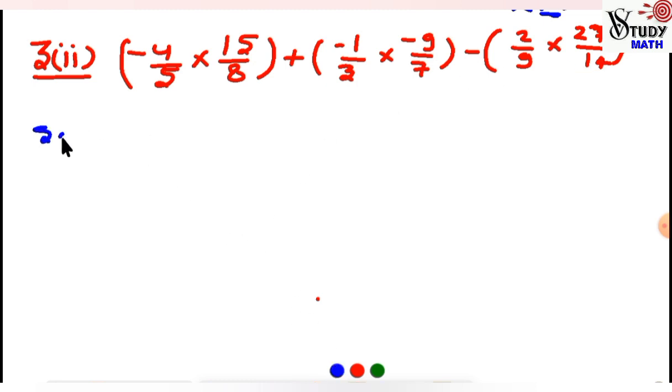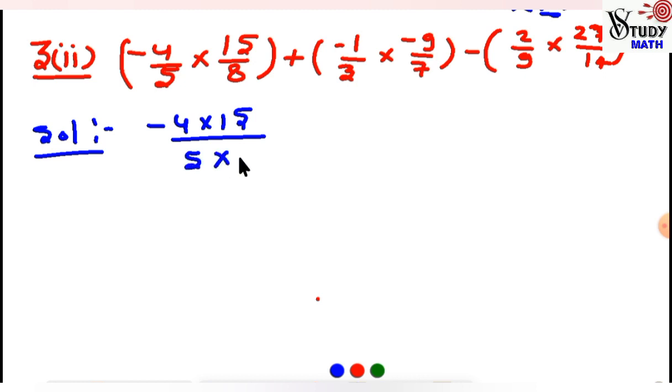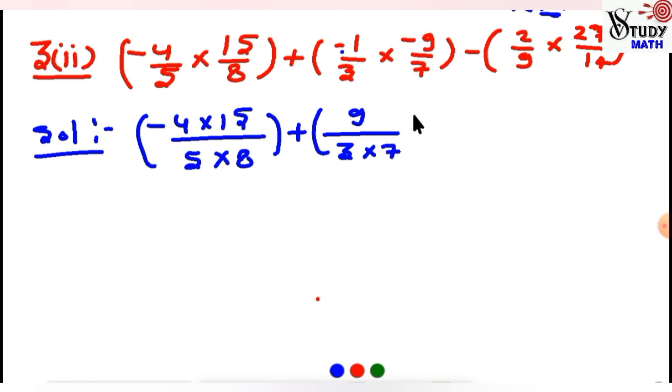Now solve. Numerator will multiply numerator and denominator will multiply denominator. In the second bracket negative negative positive, so 9 1 ja 9 and in the denominator 3 multiplied by 7. Negative 2 multiplied by 27 and 9 multiplied by 14.